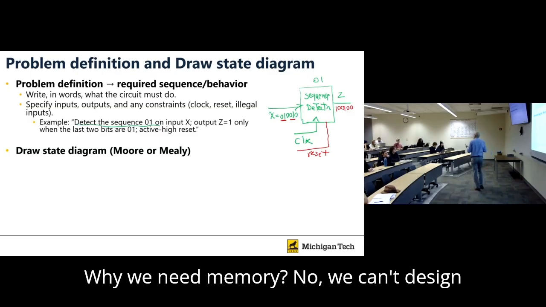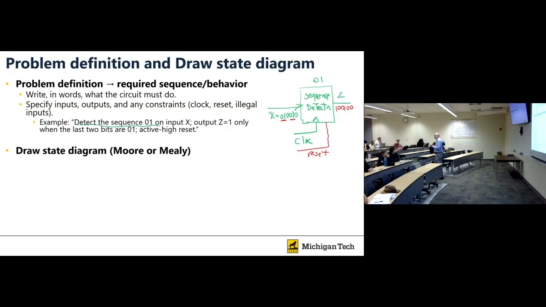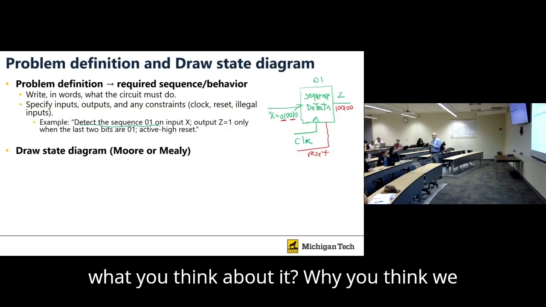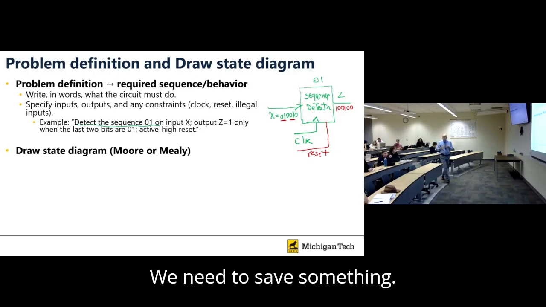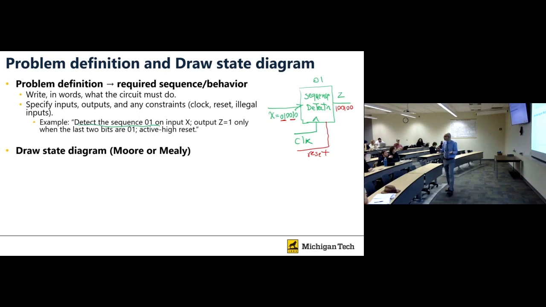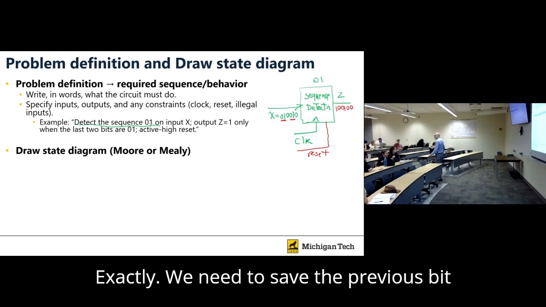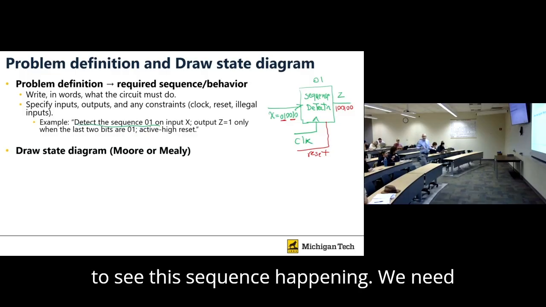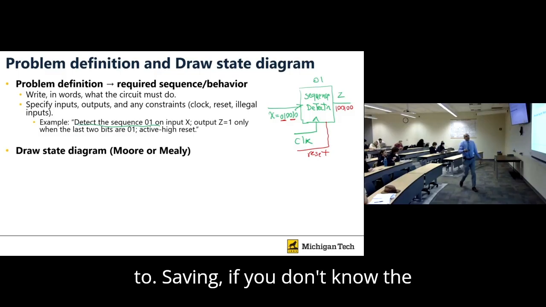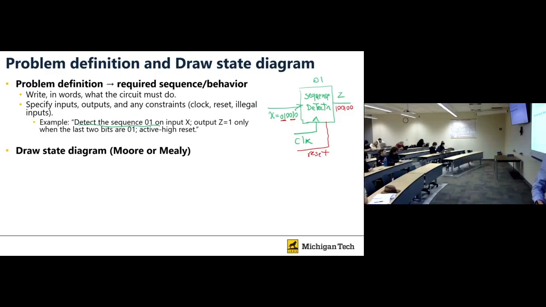Why we need memory? No, we can design it without memory. But what do you think about it? Why do you think we need a memory? Do we need to save something? Yes. You need to save the previous bit. Exactly. We need to save the previous bit. To see this sequence happening, we need to save it. If you don't know the previous one, how can you detect it?